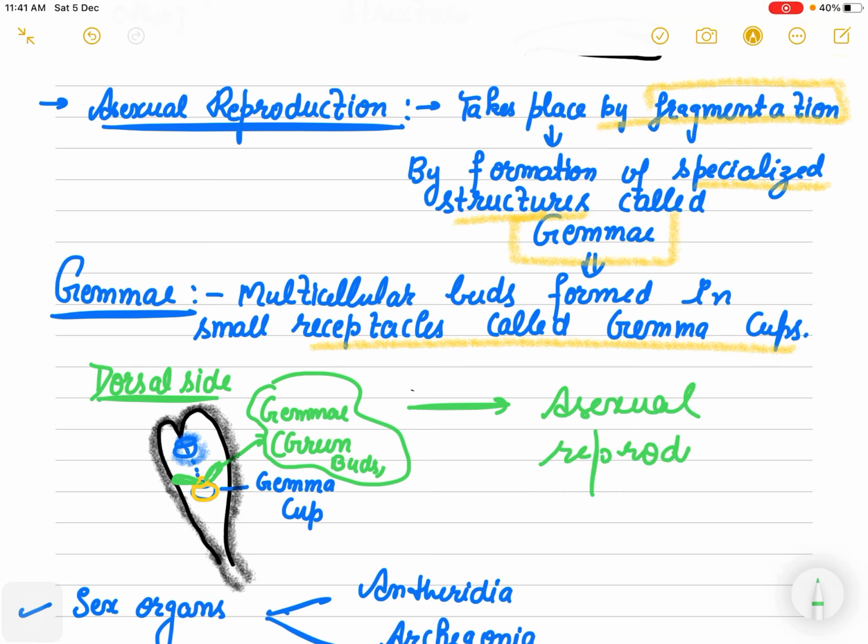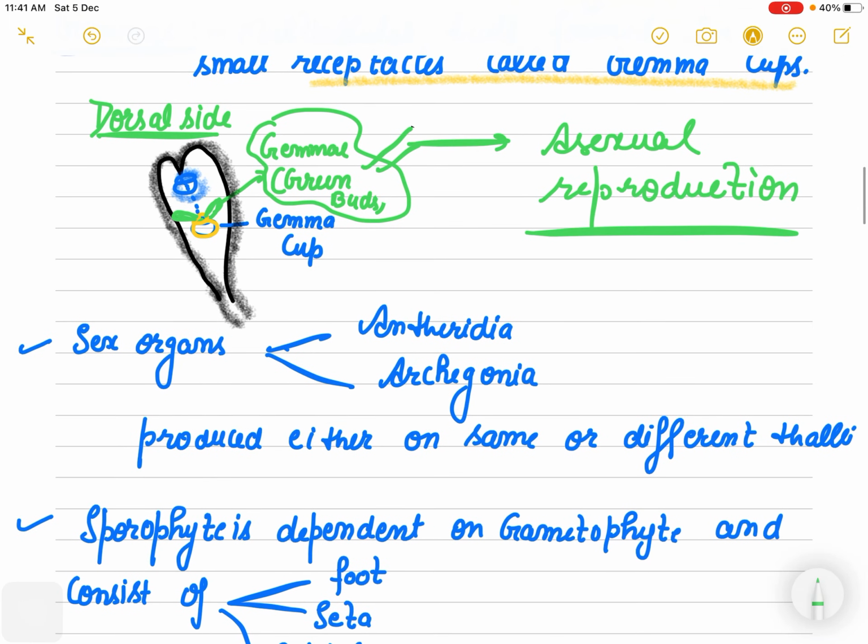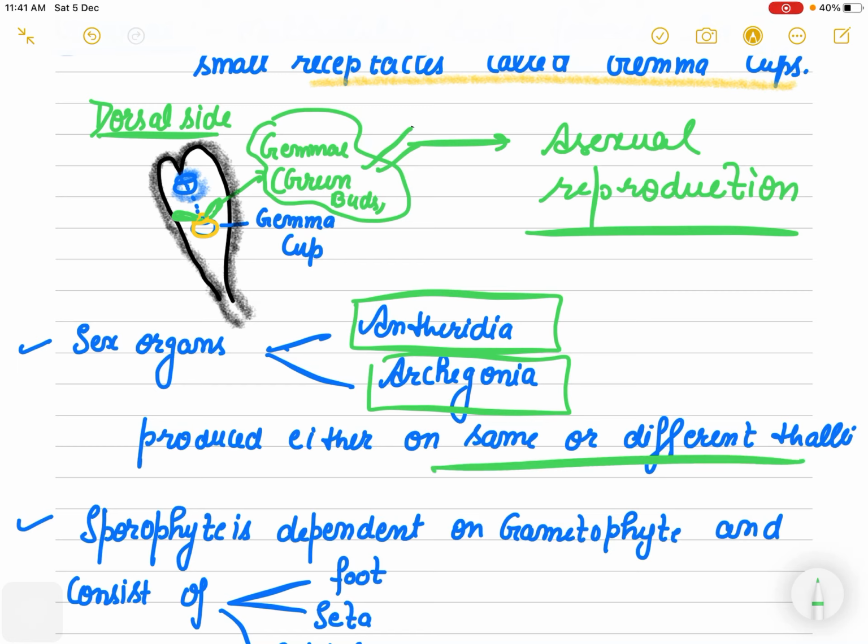This question is asked in exams. The gemma cups are the characteristic feature of liverworts, and they produce gemmae, which are the green leafy buds. There are two sex organs, the male organ, antheridia, and the female organ, archegonia. They can be produced on the same or on different thallus bodies.